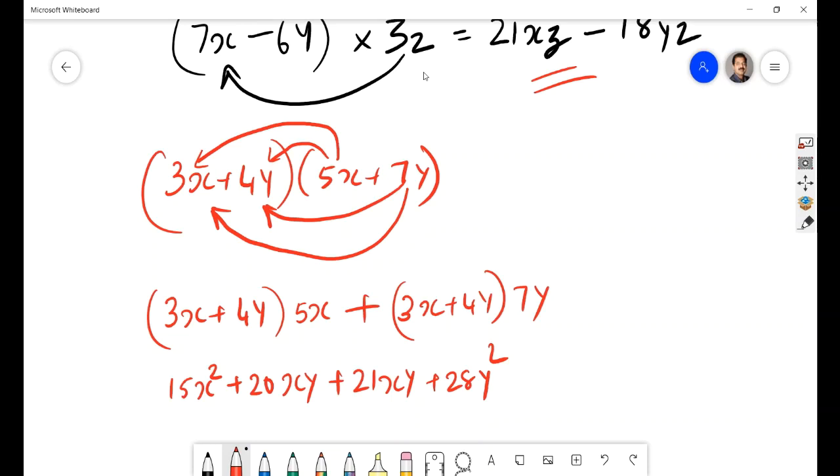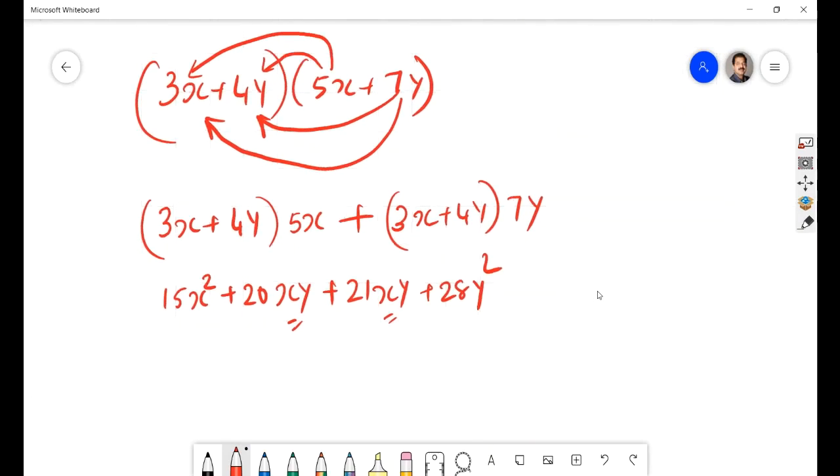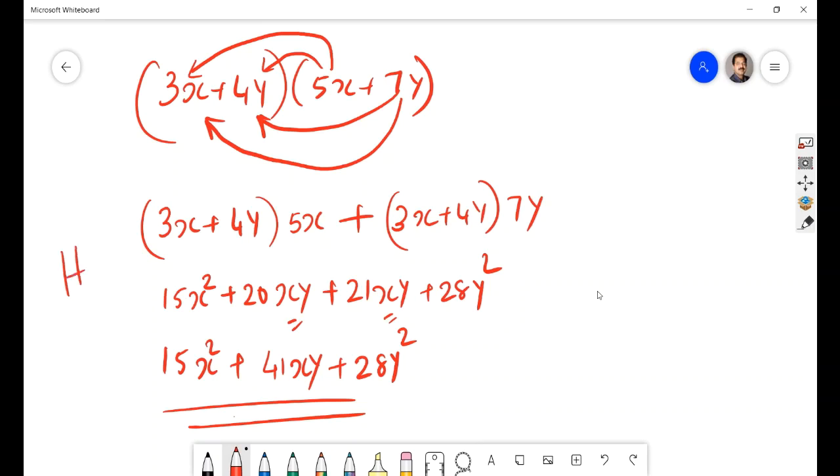You will take a minute to see whether there is any like term inside. Then you can see that these are like terms. Understood? And you will add those because addition is there between. That can be done. In that case, this will become 15x square plus 20xy plus 21xy is equal to 41xy plus 28y square. Understood? This can be done horizontally.